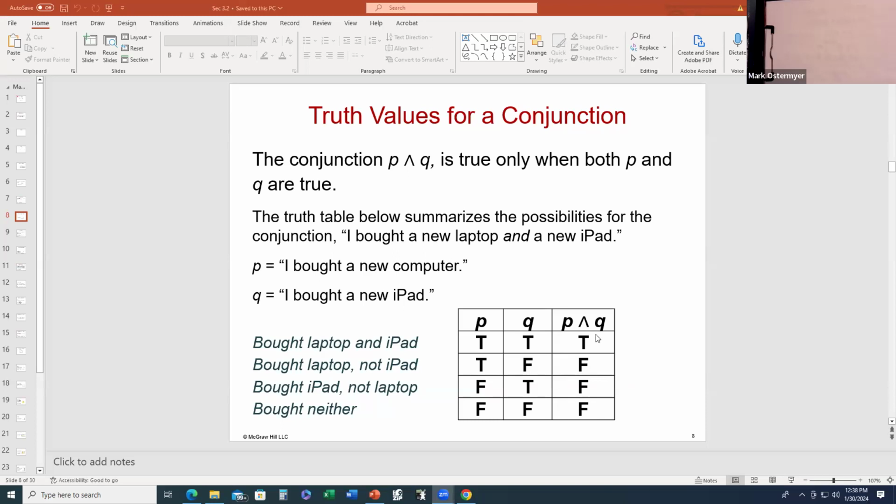In other words, and is very, very restrictive and picky. And requires that both component statements be true for it to be true. If just one, or both, component statements are false, then the whole conjunctive statement is false. Does that make sense? That's the way it's always going to be for a compound conjunctive statement. Those are the truth values for a conjunctive statement.